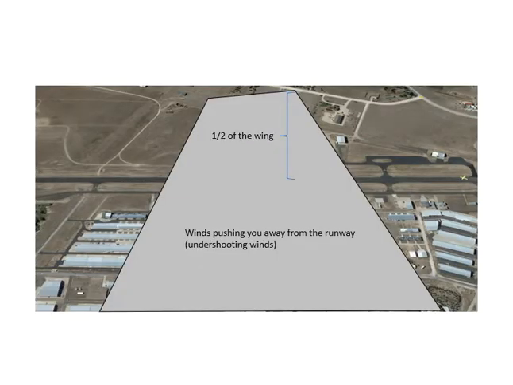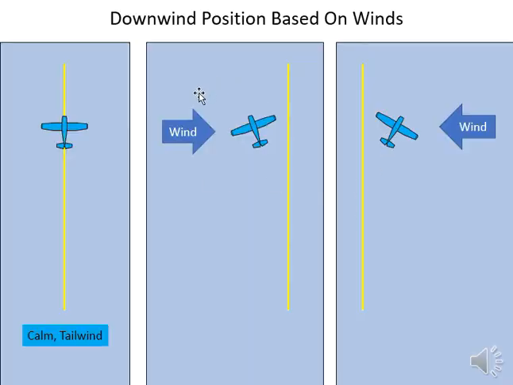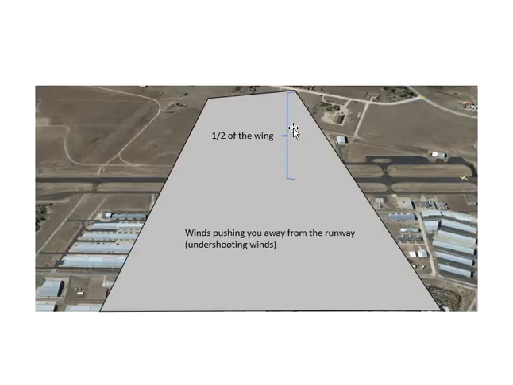And then, of course, here's this picture, which is represented by this one right here. The winds are blowing us away from the runway. So we're going to have undershooting winds when we are turning base to final. So we fix that by getting closer to the runway. And you can go about halfway down the wing to set that runway position. And these are the winds pushing you away from the runway.